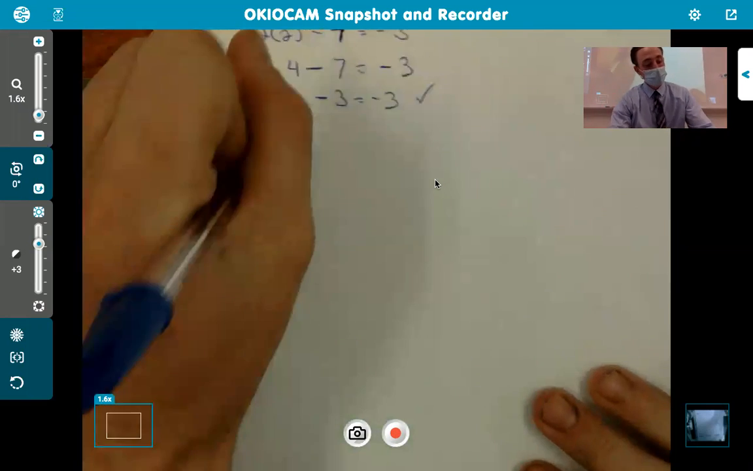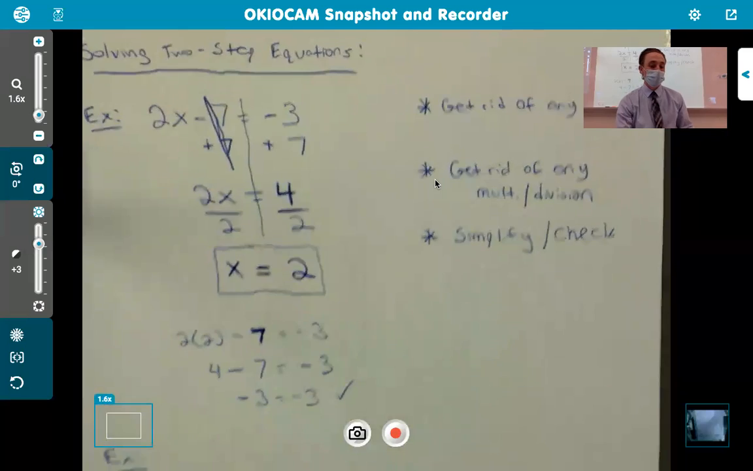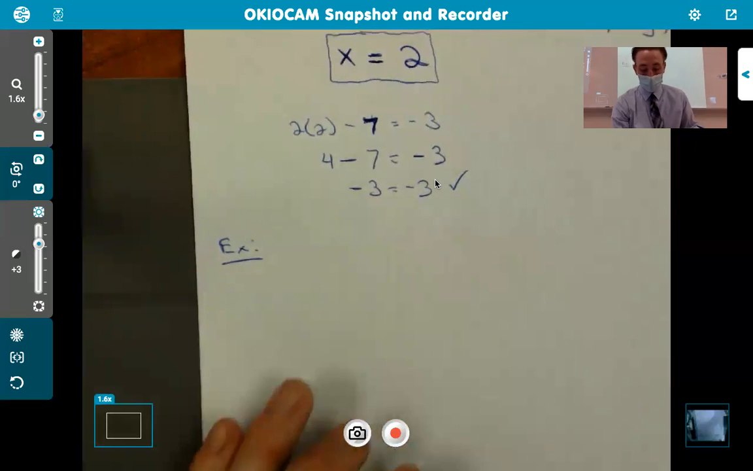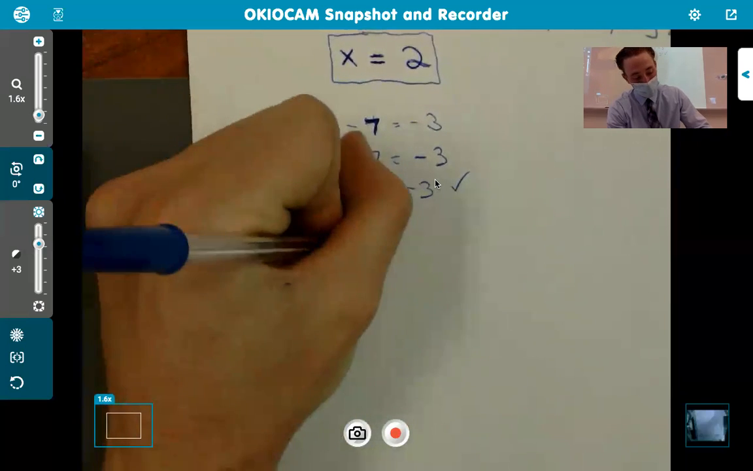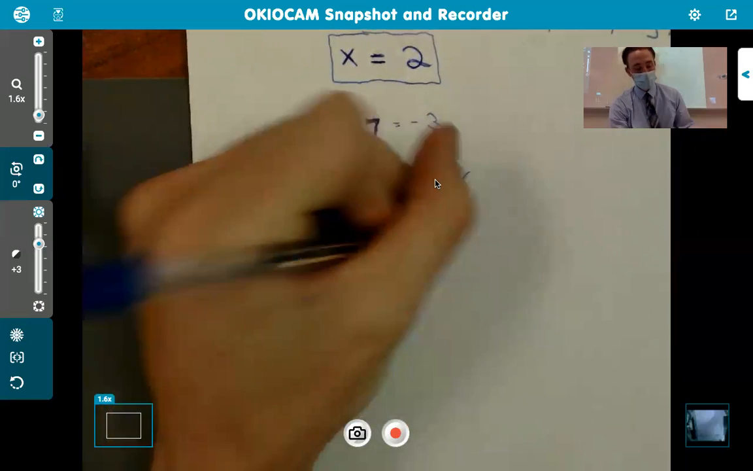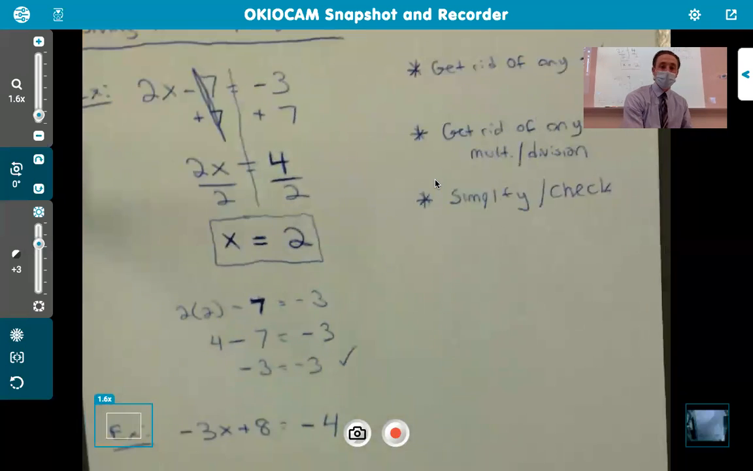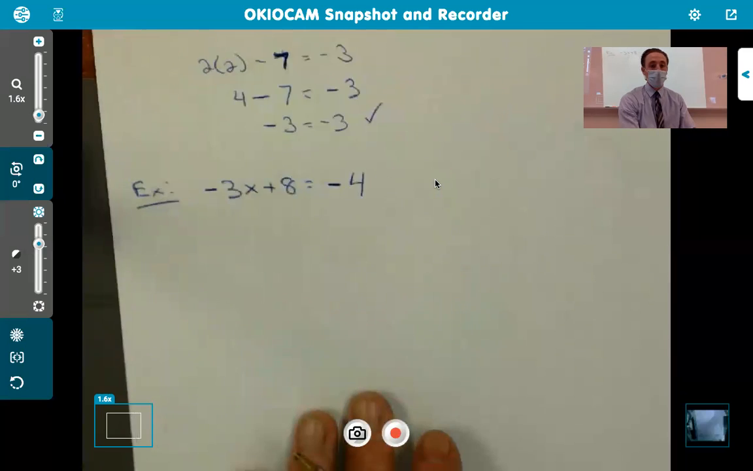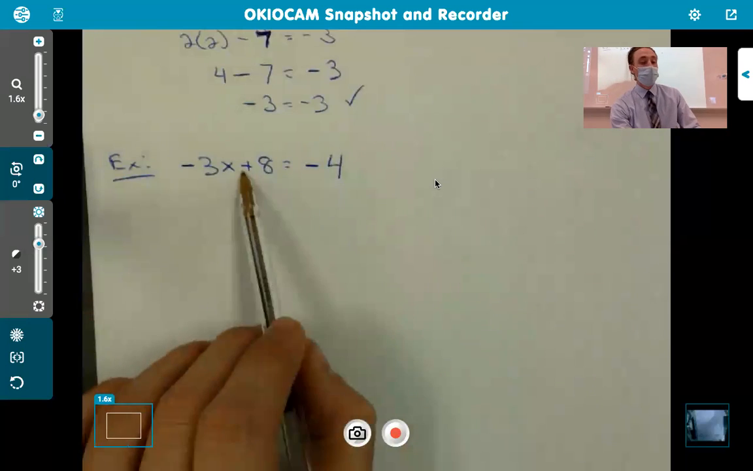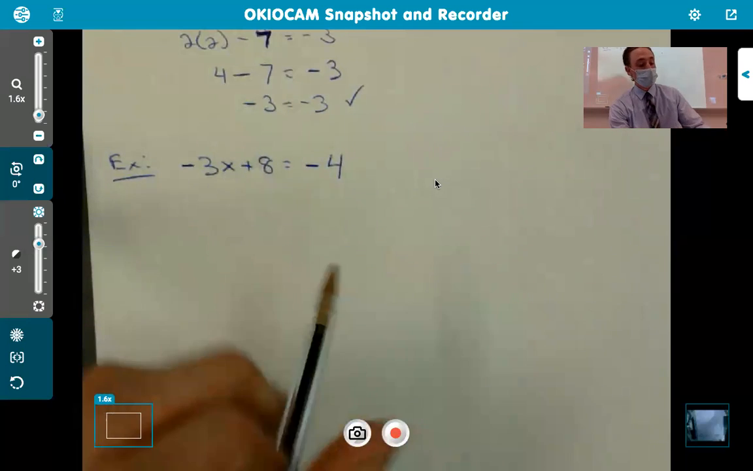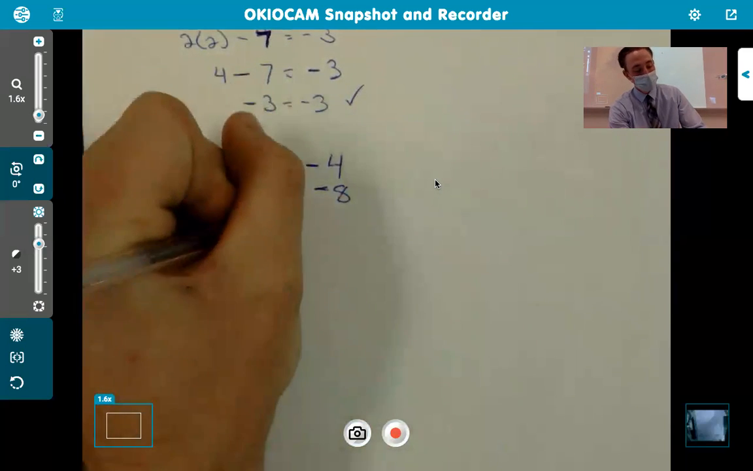Okay. We're going to do 2 more examples. We're going to use these steps here to help us solve each of these equations though. So in this next example, I have -3x plus 8 equals -4. If my first step, as we wrote down, is to get rid of any addition or subtraction, what should I do on both sides to start solving this equation? Subtract the 8, right? That's an extra term that's on this side. So I want to move that to the other. I'm going to subtract 8 on both sides.